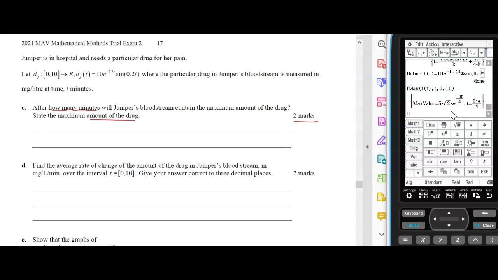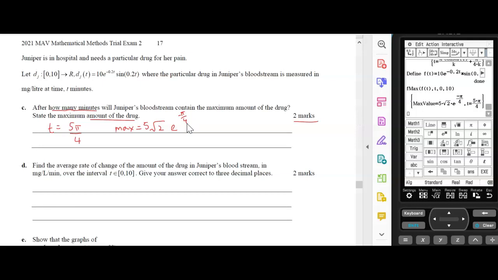All right, so your maximum value is 5 root 2 e to the power of negative pi on 4, and then there's our value of t. Now, it might seem a little bit weird to give time in terms of pi, but it hasn't asked for you to round it, so we're just going to leave it in terms of pi. So t equals 5 pi on 4, and the maximum is equal to 5 root 2 e to the power of negative pi on 4.